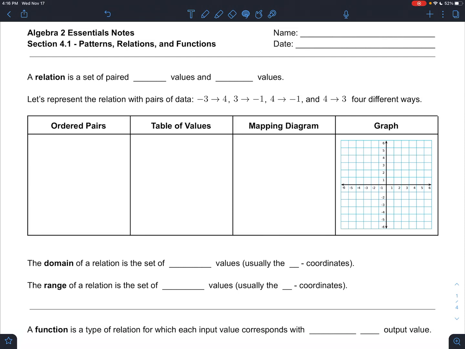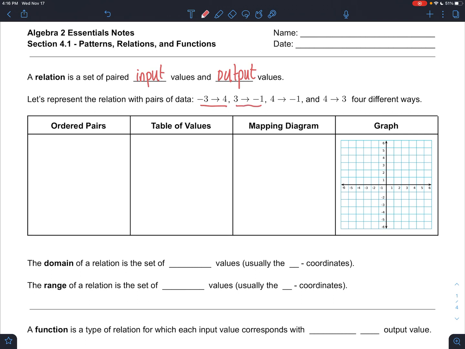All right, let's start off the unit with some notes on relations and functions and what those mean. So a relation is a set of paired input and output values. We use the idea of a machine. If we give a machine an input, it's going to give us an output. So a relation is describing what that looks like.